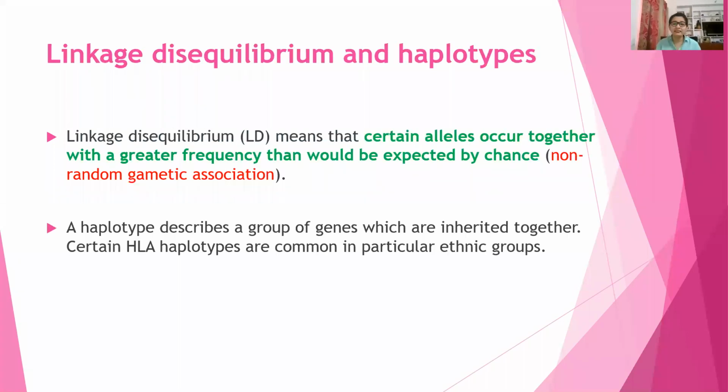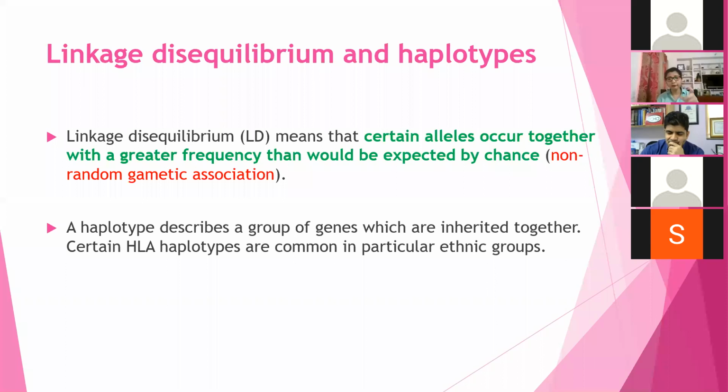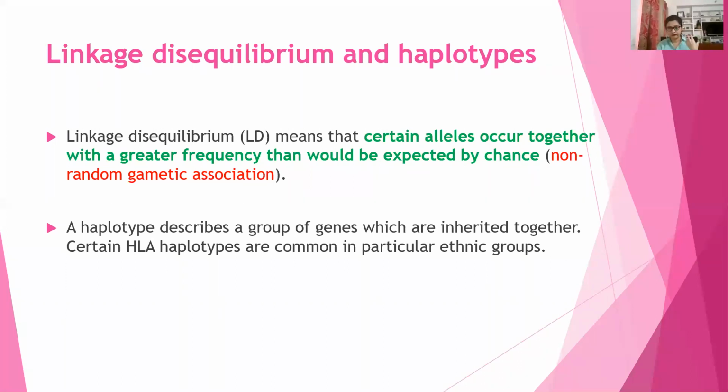So next is linkage disequilibrium and haplotypes. So what is linkage disequilibrium? It is very important to understand, because it helps us when we are going for a MUD transplant donor search. Linkage disequilibrium means that there are certain alleles which occur together with a greater frequency than would be expected by chance. Okay, so a non-random gametic association.